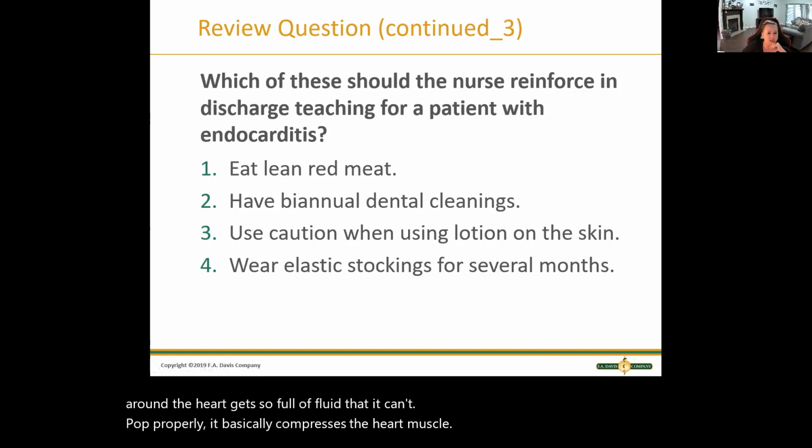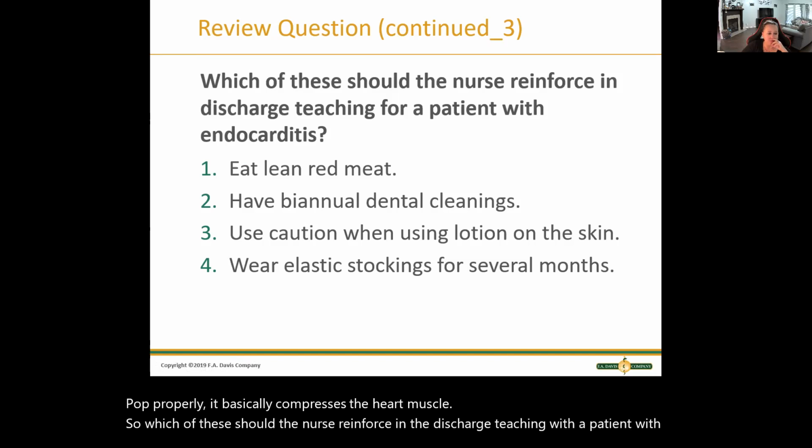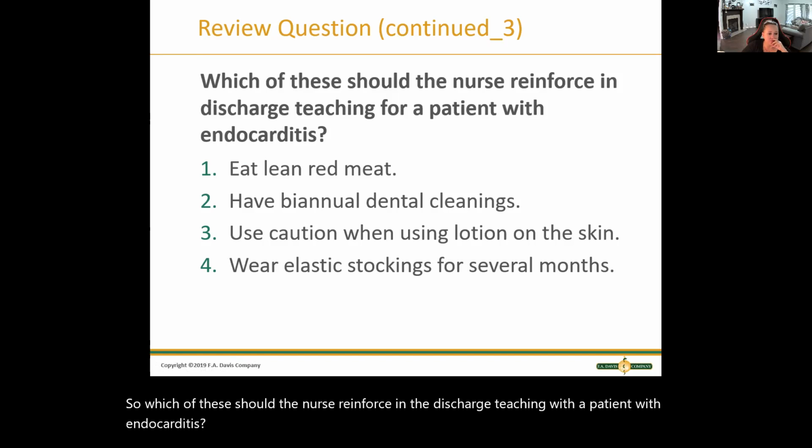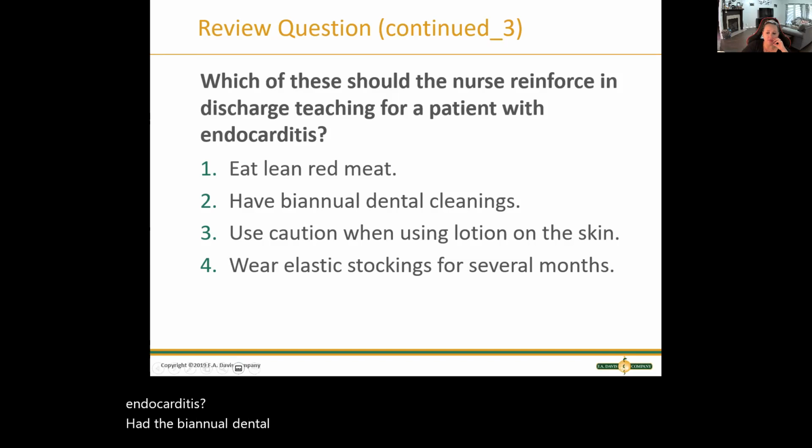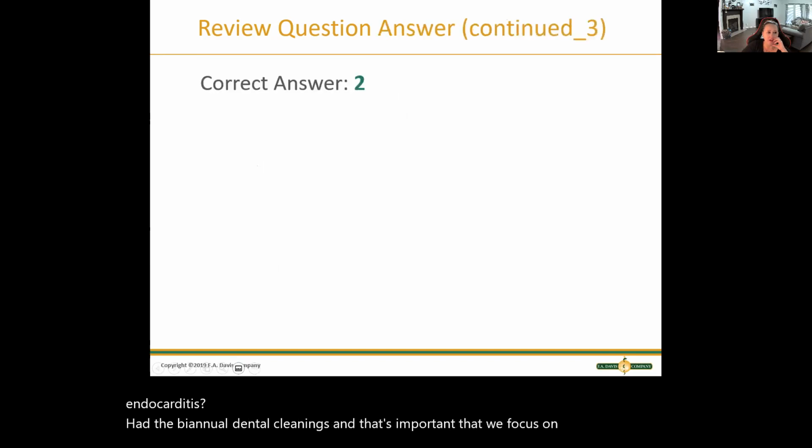So, which of these should a nurse reinforce in the discharge teaching with a patient with endocarditis? Have the biannual dental cleanings. And that's important that we focus on that dental health, right?